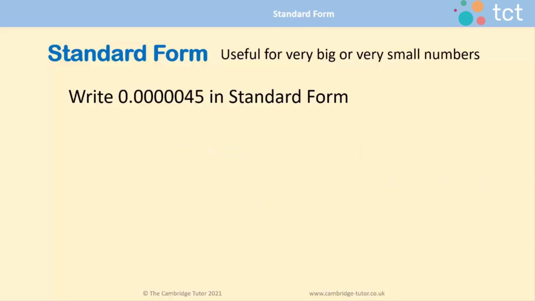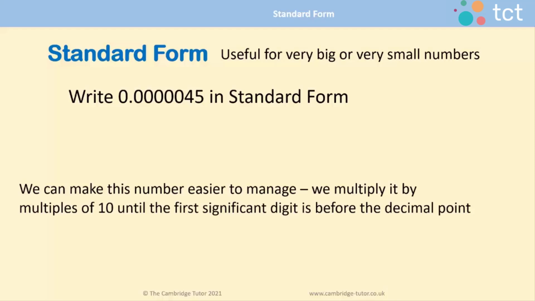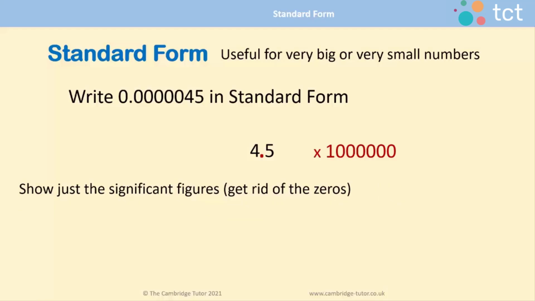This is slightly different. Here we have a very small number. There are several places after the decimal point. We still have to make sure we have one significant digit before the decimal point, and that's going to be the 4. So what we're going to do this time is keep multiplying the number by 10 until that decimal point moves between the 4 and the 5. So times by 10, times by another 10, times by another 10, and another, and another, and another. And we've got to 4.5. And we can take those zeros off the beginning.